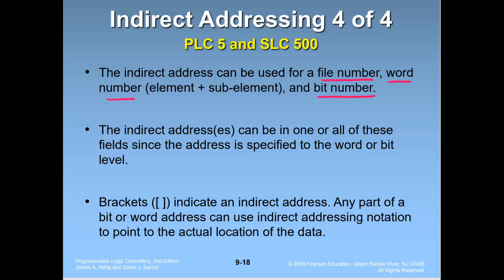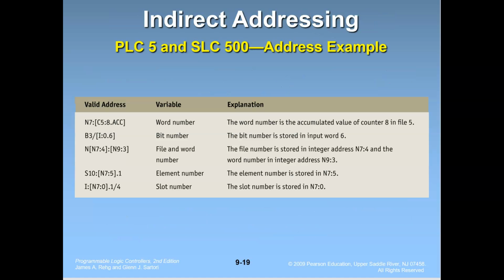So you're not limited to only one bracket, you can have 2 or 3 brackets for different parts of your address. Any part of a bit or word address can be used with indirect addressing notation, and the bracket is how you can figure out that you are dealing with indirect addressing. Now let me show you a couple of examples for indirect addressing. So this table is showing you a bunch of different valid indirect addresses. Let's look at them together.